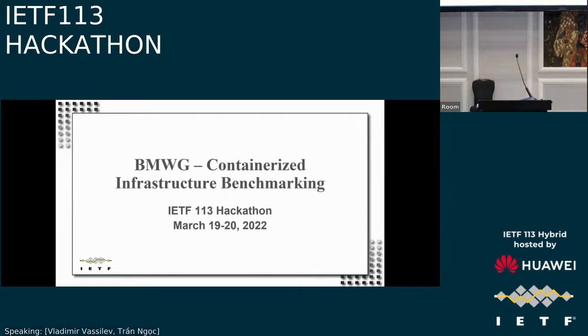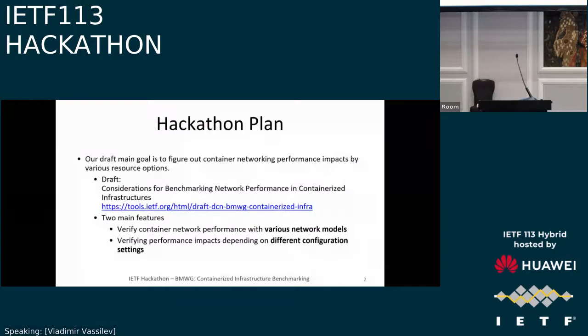So this is a result presentation of our benchmarking working group about container infrastructure benchmarking in this IETF 113. First of all, I will briefly introduce our draft. Our draft is a consideration for benchmarking network performance in containerized infrastructures. There are two main features inside our draft. Our hackathon activity first verifies the various network models of the container infrastructures. And the second thing is to verify different configuration settings that can make an impact on the performance of the container network.